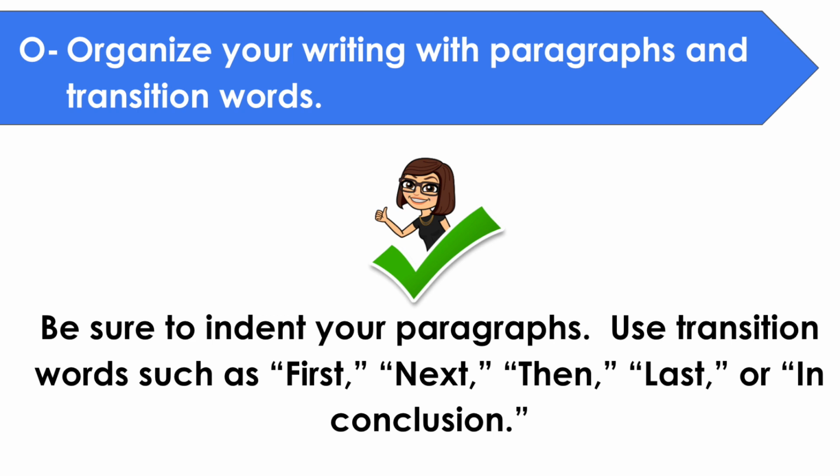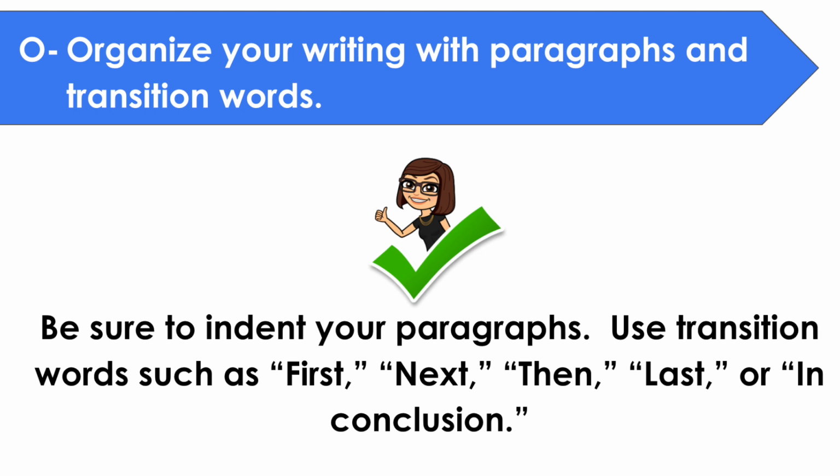The O is next. O is organize your writing with the transition words. And this also includes making paragraphs. So, O for transition words, you will have words like first, next, then, last, in conclusion. All those words let me know what is about to happen next in your writing. You also need paragraphs, and remember, your introduction, each body paragraph, your conclusion, they all are separate paragraphs, and paragraphs must be indented.